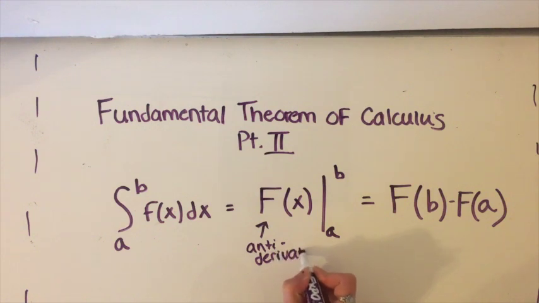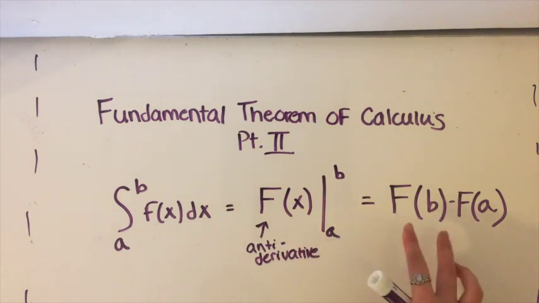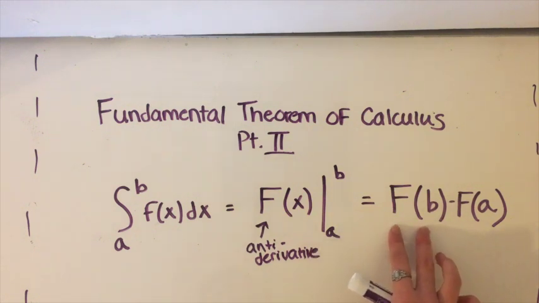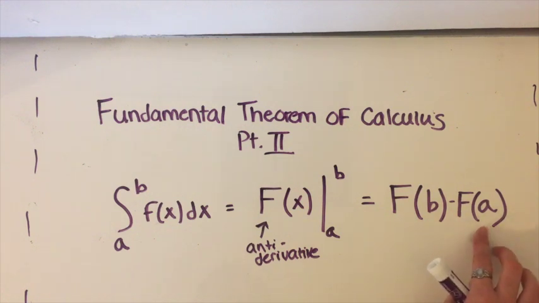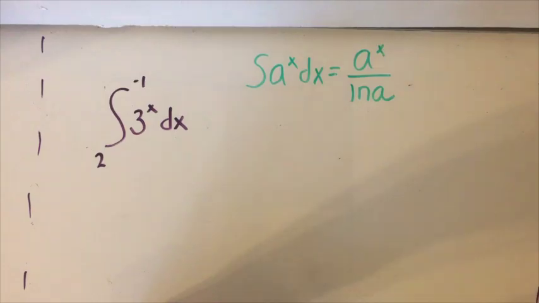And then I would draw a straight line to signify that I've already taken the antiderivative. I plug in b for x into the antiderivative, minus, and then I plug in a for x into the antiderivative, and that is going to give me the integral. So let's go ahead and try some practice problems.